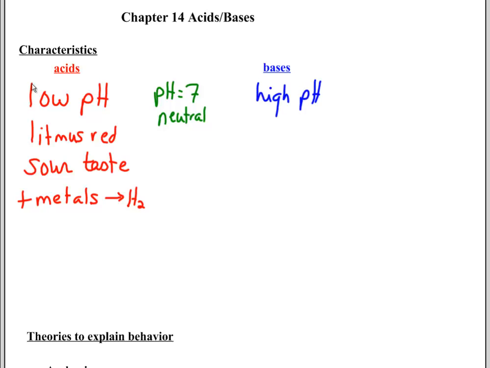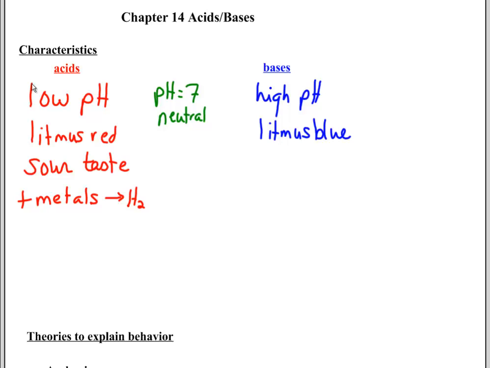If we look at bases and the corresponding characteristics, bases have a high pH. Low and high, again, tend to be relative to a pH of 7, which is neutral right in the middle. So pHs higher than 7 are basic in nature. pHs that are less than 7 are going to be acidic in nature. Turning to litmus again, that's the paper that changes color, whether it's an acid or a base. Litmus in the presence of base will turn blue.